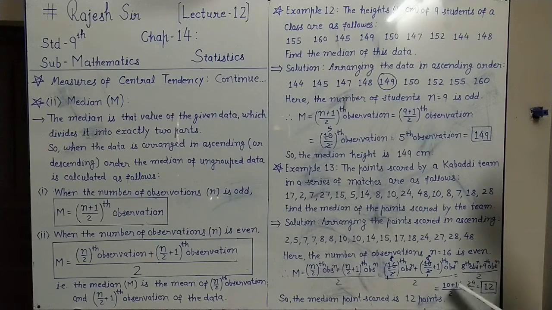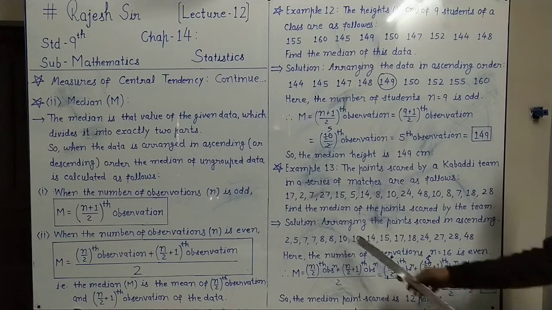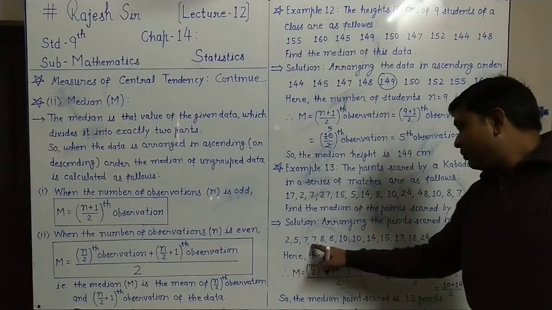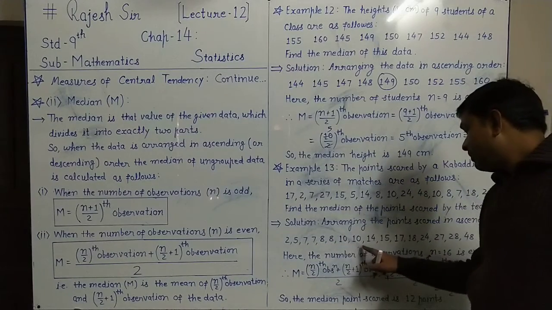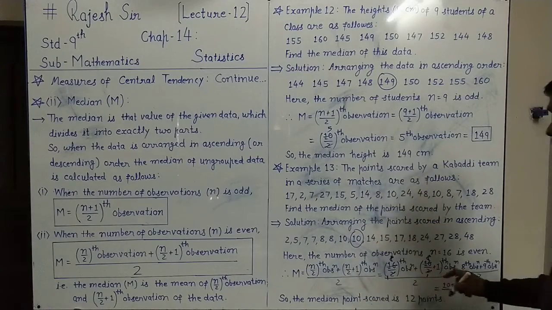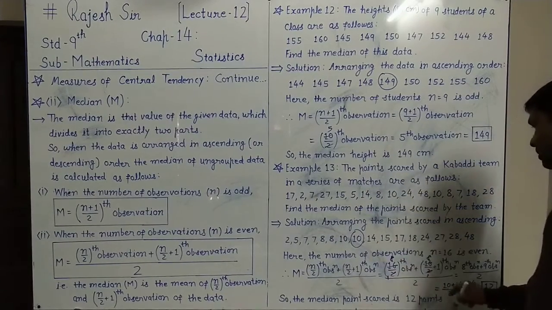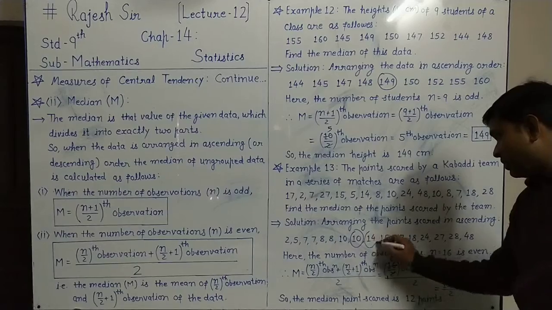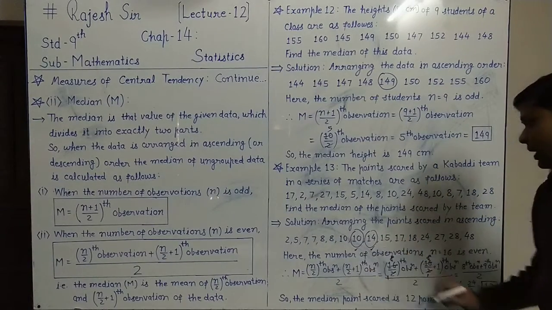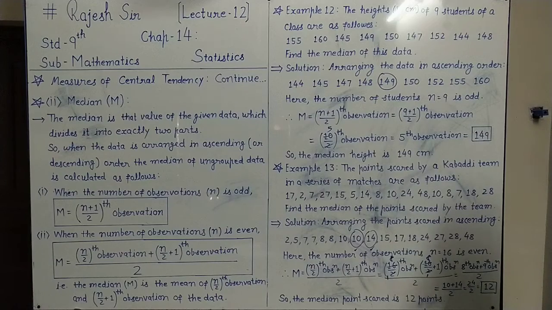Now see the 8th observation and 9th observation in the arranged data. In the data we have arranged, the 8th and 9th observations are: 1, 2, 3, 4, 5, 6, 7, 8. The 8th observation is this, 10. And the 9th observation is this, 14. So 10 and 14 are the 8th and 9th observations in ascending order. That we have to place here.